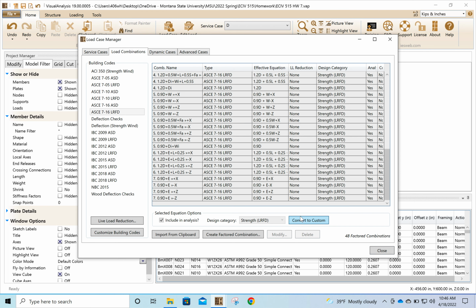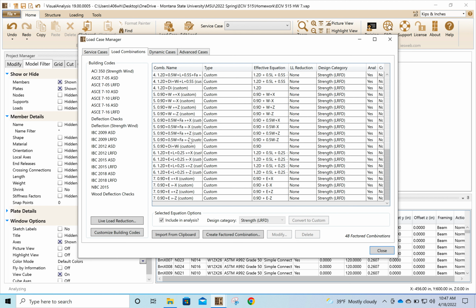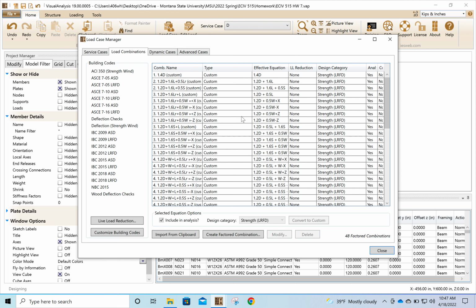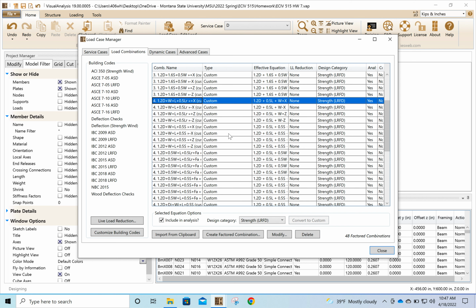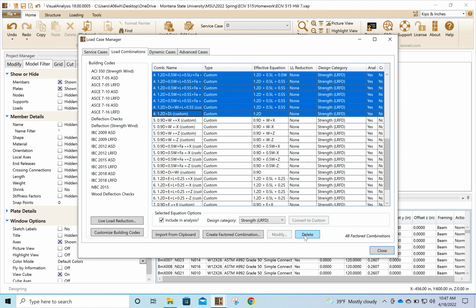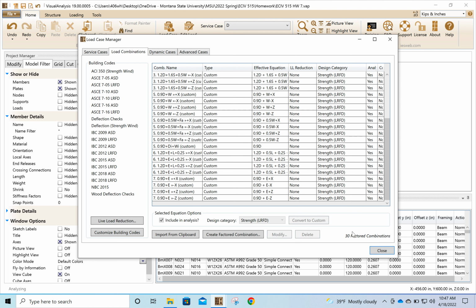and we convert to custom, what does that do? Well, it duplicates those and allows you to manipulate it if you needed to. So let's uncheck this, so none of these built-in codes are checked. So all of these are the custom, which are just a duplication of the original one. So now we can go through and say, all right, everyone that has 4 on it, I'm going to highlight and I'm going to delete them. So if I delete them, now we're down to 30.